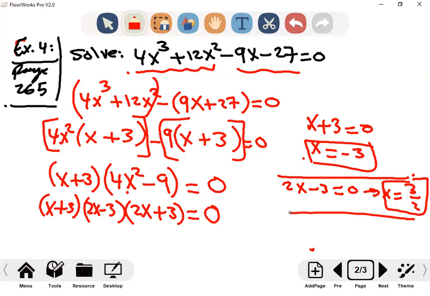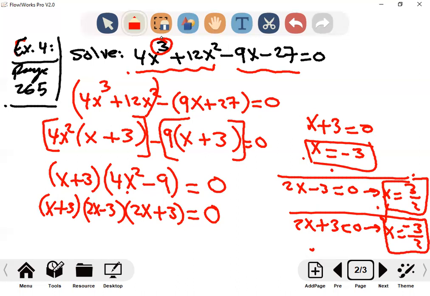The third parenthesis, 2x plus 3 equals 0, means x equals what? Negative 3 over 2, right? So how many solutions do we have? 3 solutions. 1, 2, 3. Why? Because we have what here? Cubic. If you have a quadratic, you have at most 2 solutions. Cubic, at most 3 solutions.